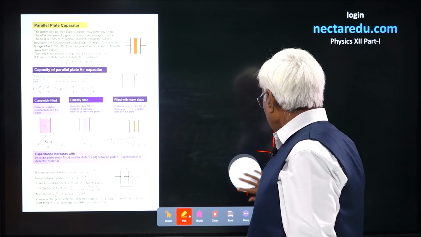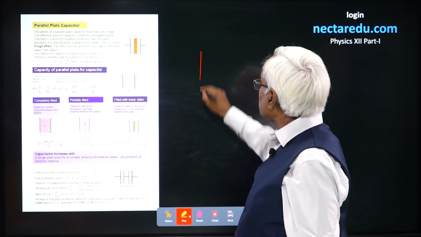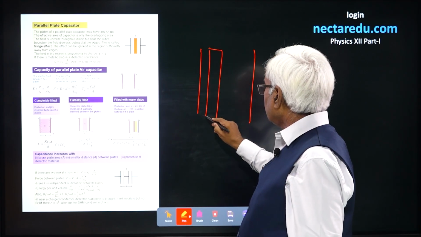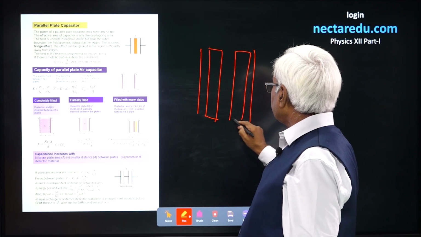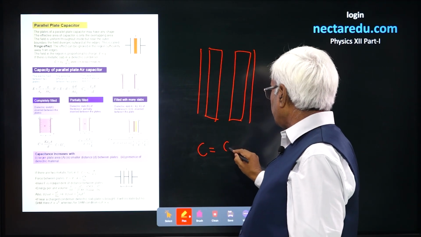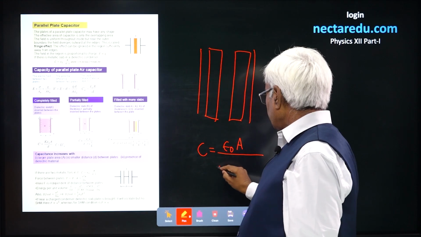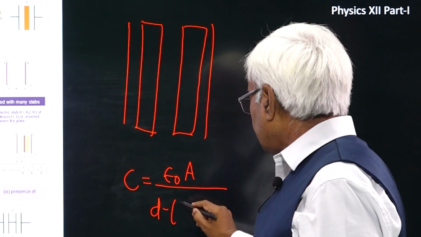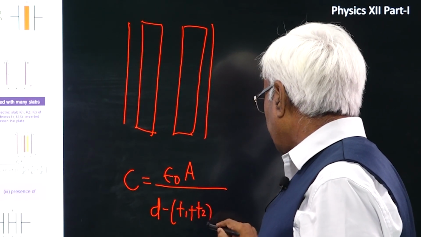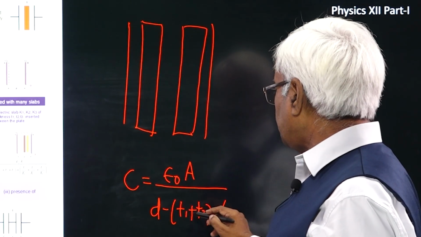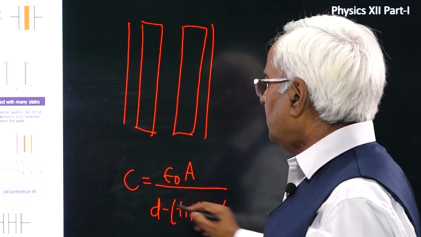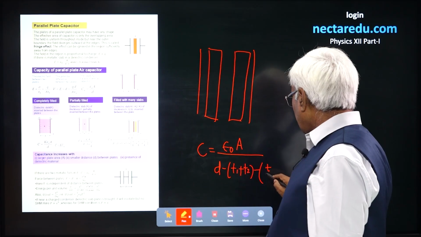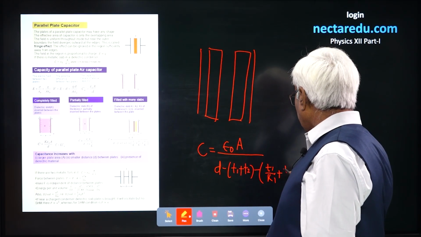Suppose you are filling the space between the two plates by many slabs like this. There are many slabs. Then in that case, simply the capacity would be given by d minus t1 plus t2. It will depend on, here just suppose there are only two, then this is the relation. Then d minus t plus t by k, it should be t by k here, t1 by K1, t2 by K2 is like that. You can have t1 by K1, t2 by K2.